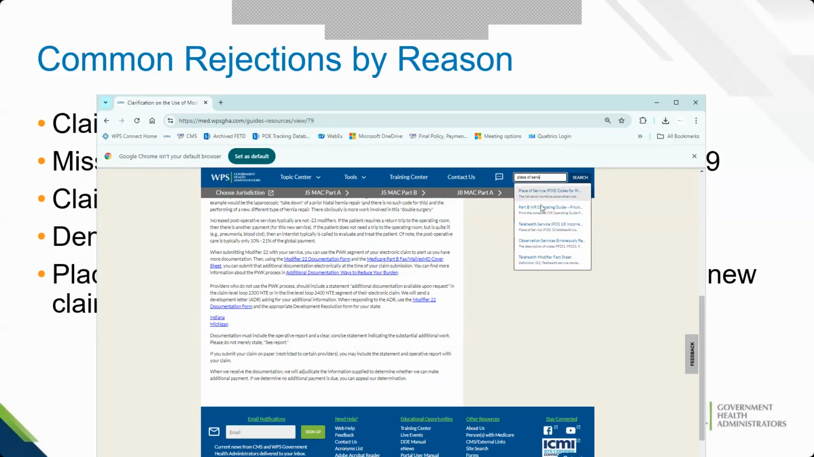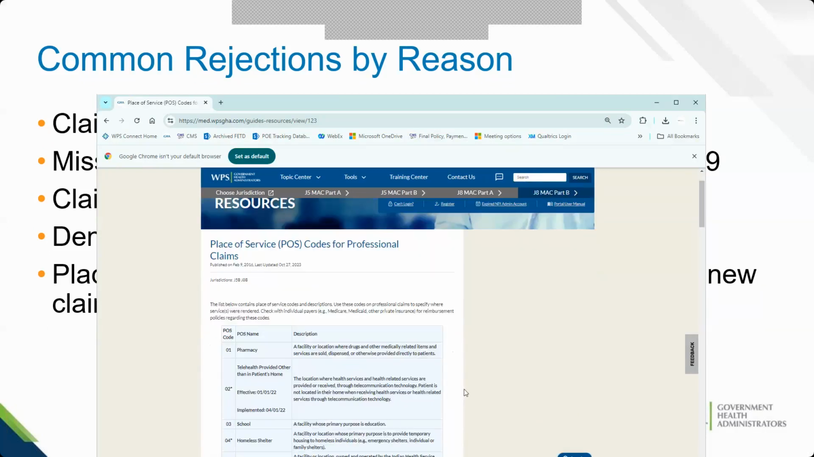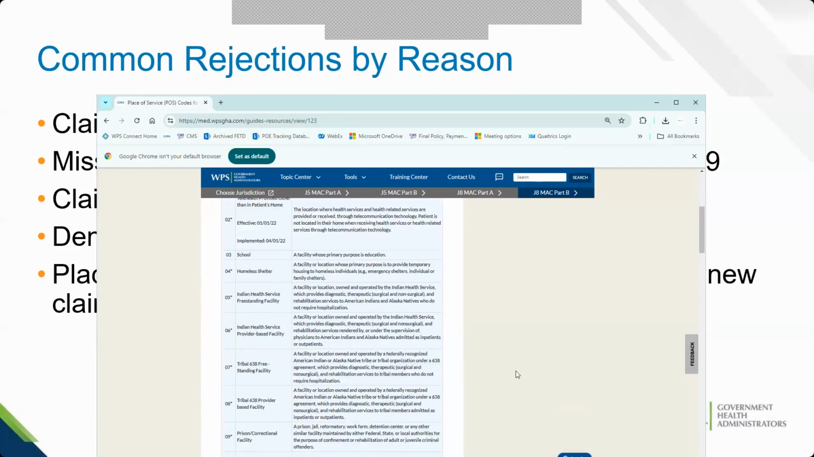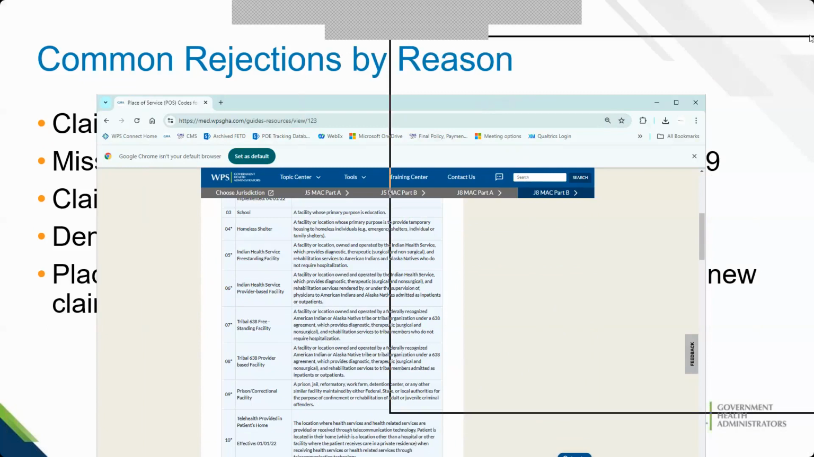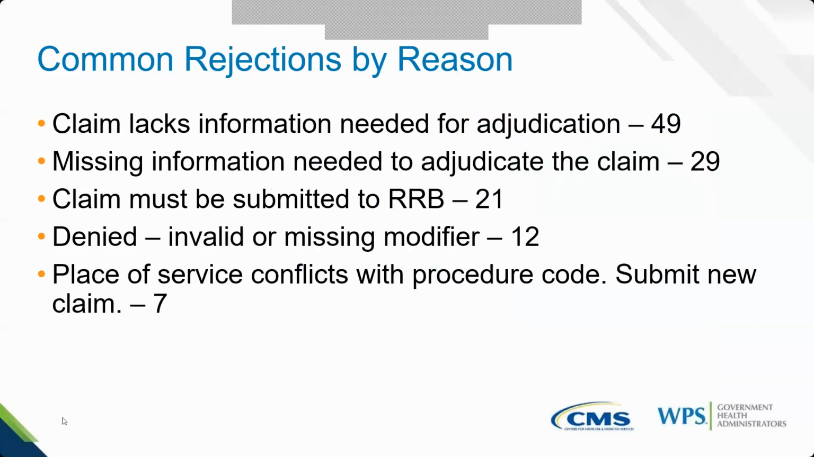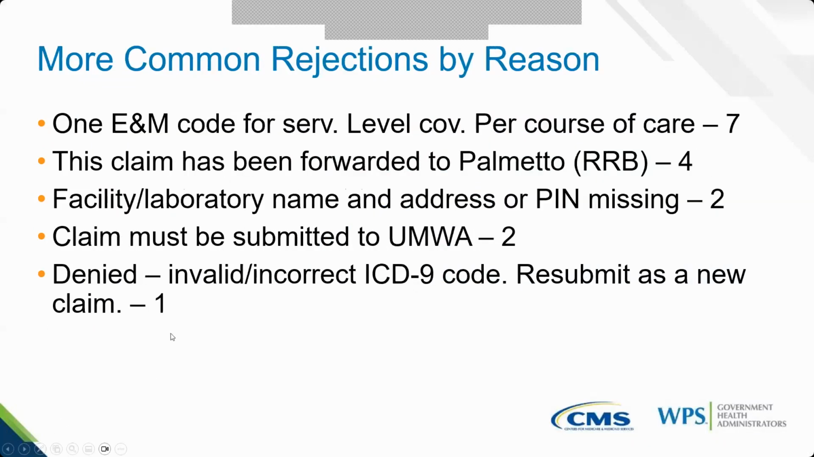You'll see some matches come back. It's right here, place of service codes for professional claims. So this is how you can check to see if the code that you reported on your claim is correct, or if you need to fix it when you resubmit it. All right, let's look at more here before we move on to denials.